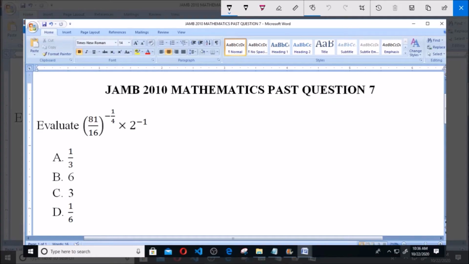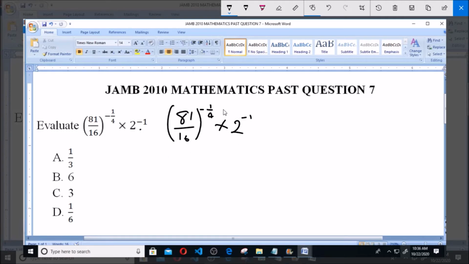I will be answering JAMB 2010 Mathematics Past Question 7. Evaluate 81 over 16 raised to the power of minus 1 over 4 multiplied by 2 raised to the power of minus 1. A 1 over 3, B 6, C 3 and D 1 over 6. Now we have to evaluate this expression. We have 81 all over 16 raised to the power of minus 1 over 4 multiplied by 2 raised to the power of minus 1.